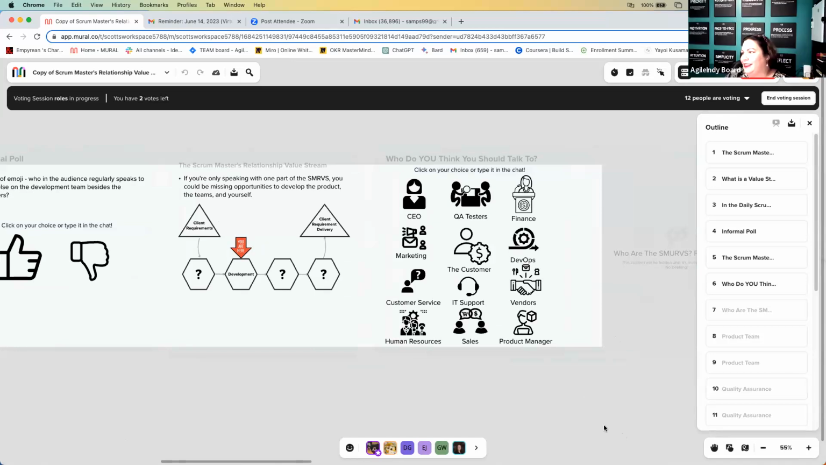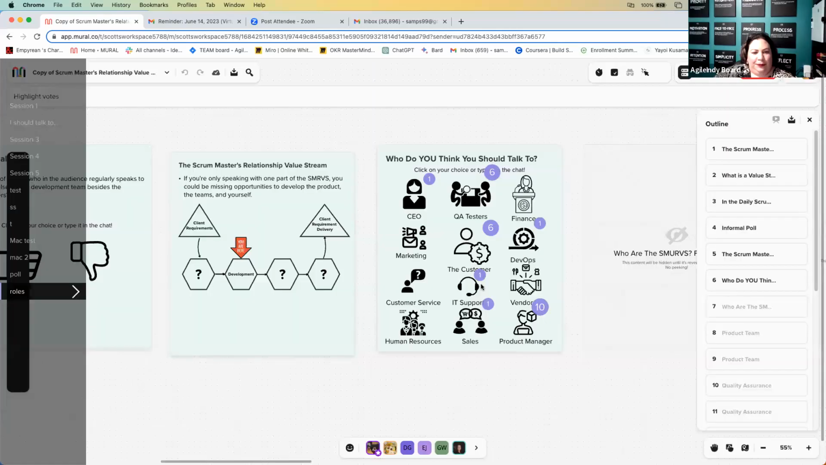All right, I see 12, 13, 12. I see people voting. It's working. I'll give it 10 more seconds. And we'll see what we have. And there's no right or wrong answer here. This is just something for you to think about. All right, I'm going to end the voting session. End session for everybody.